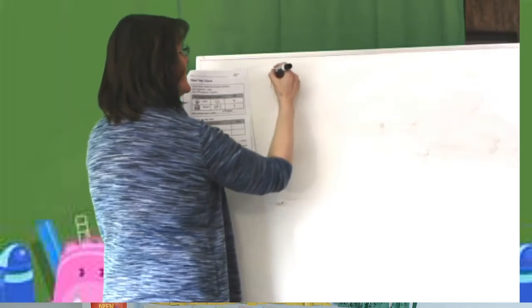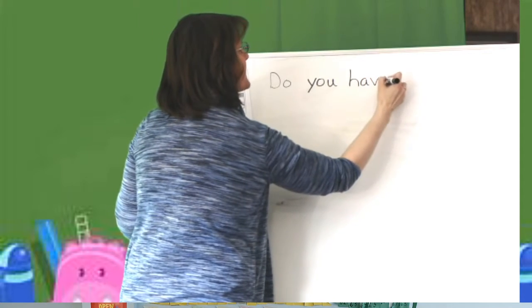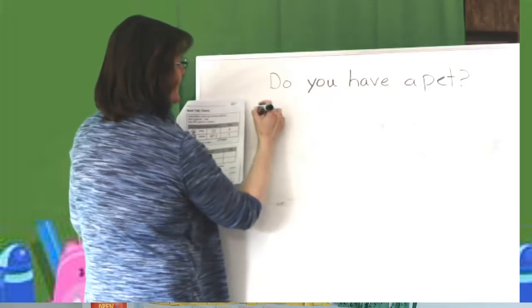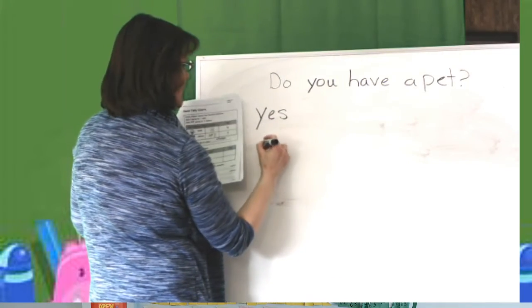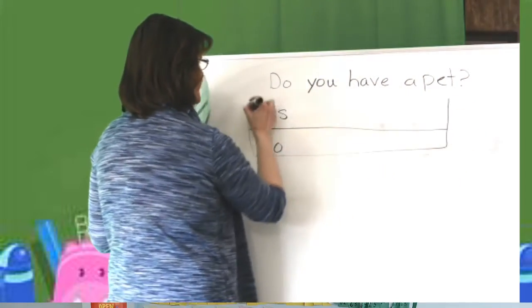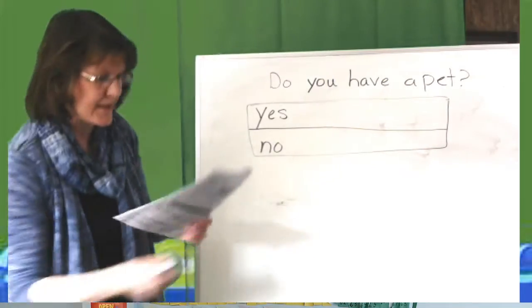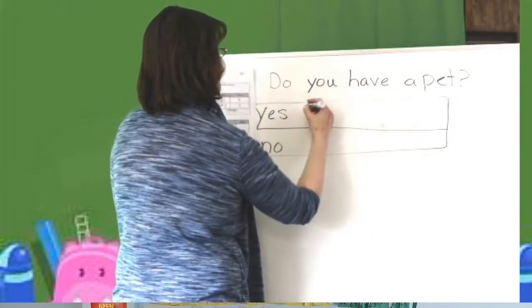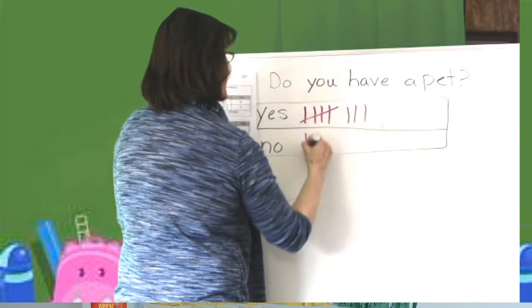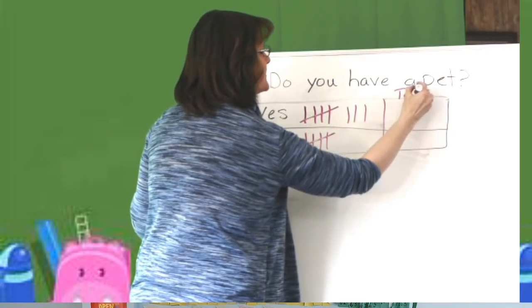Do you have a pet is the name of our chart name. Do you have a pet? And we have yes, and we have no in our chart. And you can see they already filled in the information for us there with the tallies. And this time, we just have to answer the totals.